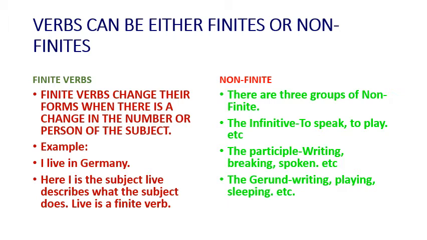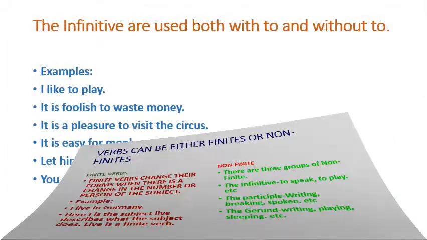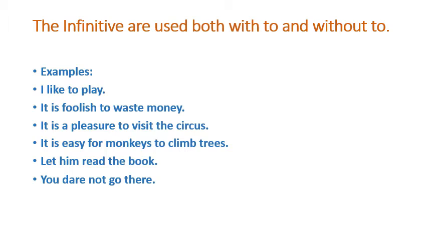Non-finite verb. There are three groups of non-finite verbs: the infinitive, the participle, and the gerund. The infinitive is used both with to and without to. Example, I like to play. It is foolish to waste money. It is easy for monkeys to climb trees. Let him read the book. You dare not go there.